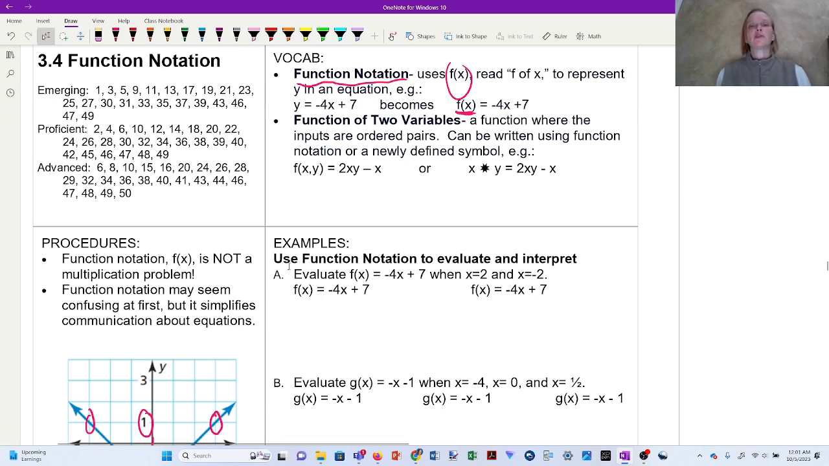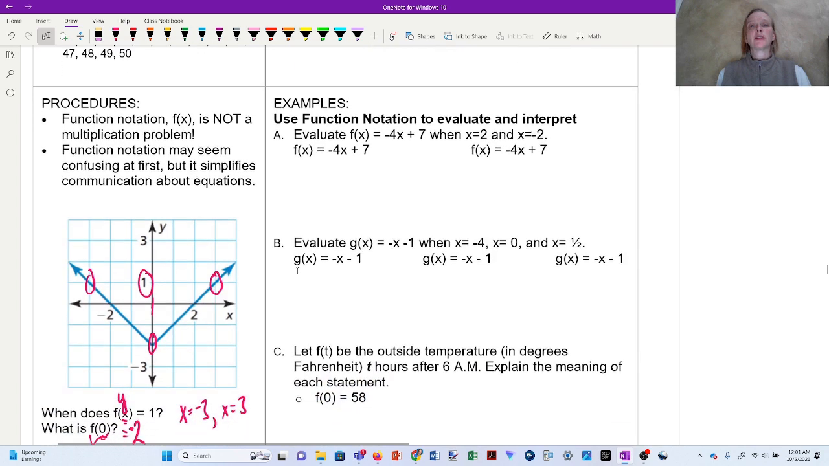So let's see how to interpret this. Use function notation to evaluate and interpret. Evaluate f of x when f of x is negative 4x plus 7, and evaluate it when x equals 2 and when x equals negative 2. So here's my function. I've written it twice because I need to evaluate it twice, once when x equals 2 and once when x equals negative 2. And that's what I'm going to do in the equation. I'm going to go ahead and do 2 first.